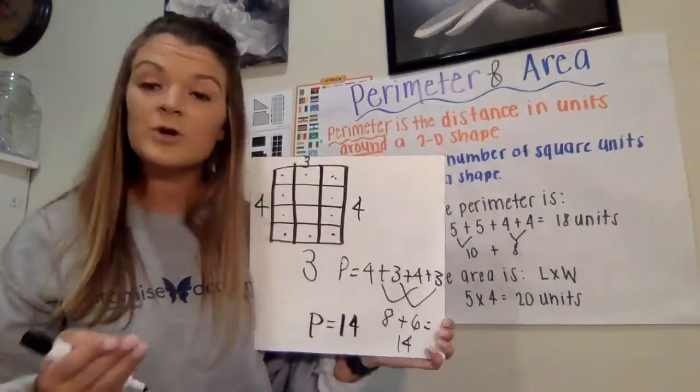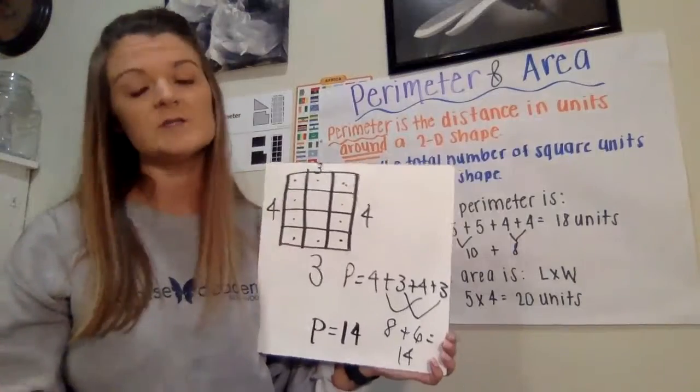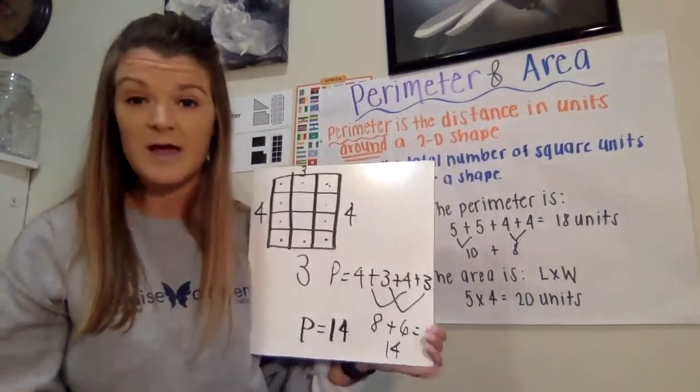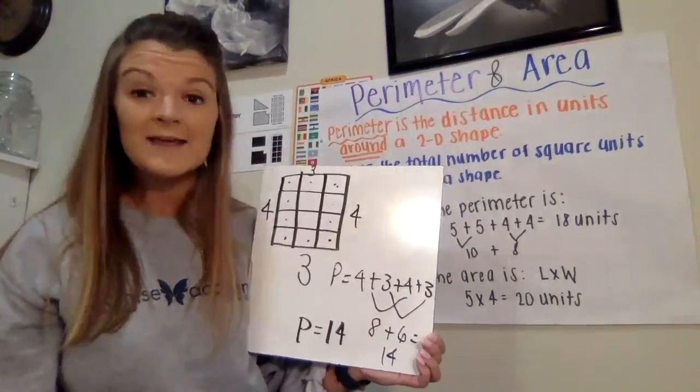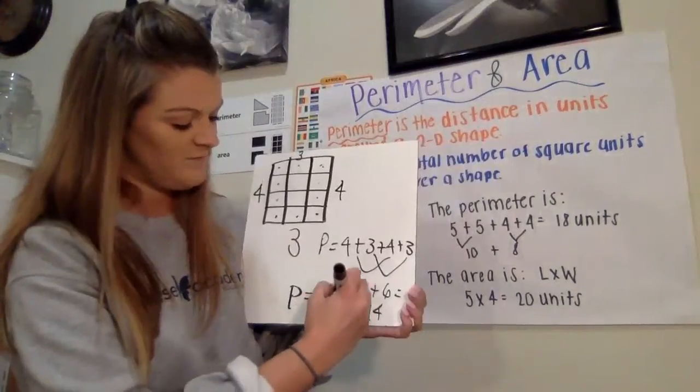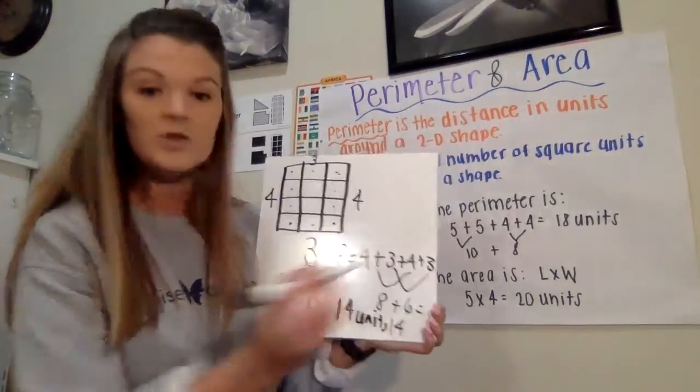Now with area, we're used to saying square units or units squared because we're multiplying. But with perimeter, since we're adding, the units don't change. It'll just be 14 units.